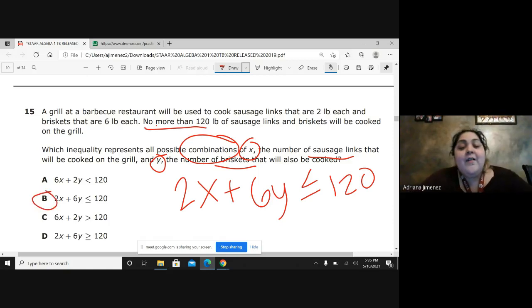So I go through my answer choices and figure out which one looks like this, and it's this answer choice. The question is always going to tell you what the letter x and the letter y represent, and then you just go back and read the problem and figure out what number goes with what they're talking about. When they were talking about sausage links, the only number there was 2. When they were talking about brisket, the only number there was 6. The key words to know what the slopes are going to be are per, each, or every. Anything that's talking about multiplication is where the variable is going to be located.